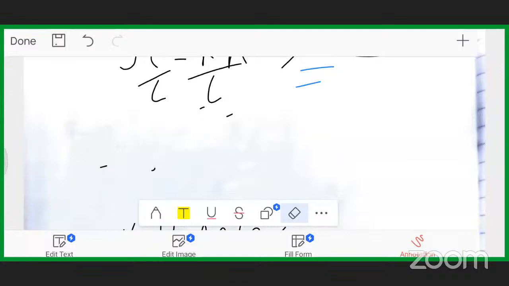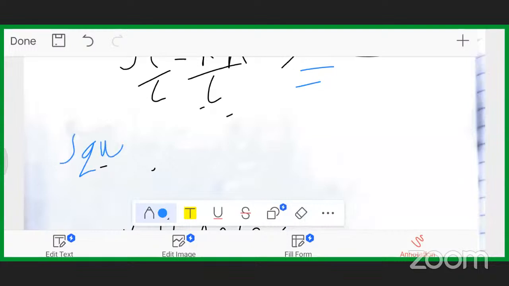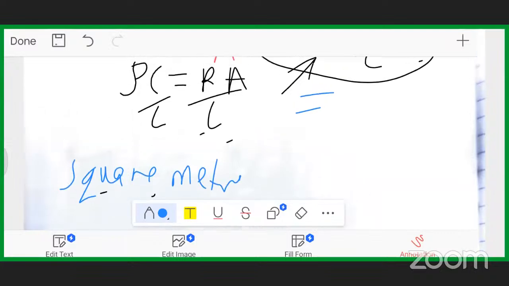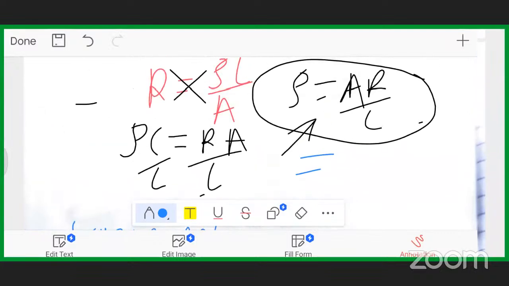So I've said it is a square meter, like that. You square the meter, you don't meter the square. So area will be meter times meter.